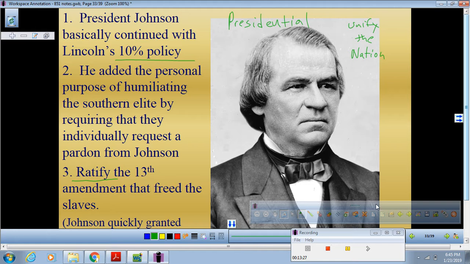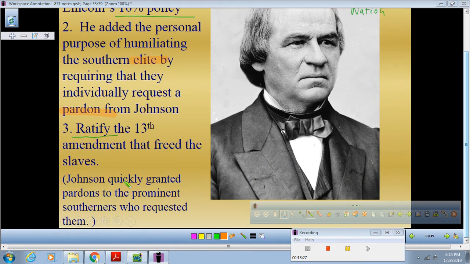But then the part that messes everything up was the adding of requiring that the elite request a pardon. And Johnson quickly granted these pardons to prominent Southerners who requested them. And by now, we know the effect of those pardons on all the parties involved. Freedmen were kicked off their land because the Southern landowners got it back.